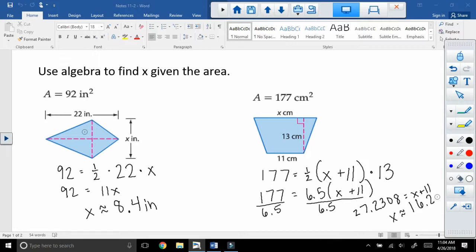Did you guys get about 16.2? Yeah? Any questions as to how you get 16.2? I got it. Good.